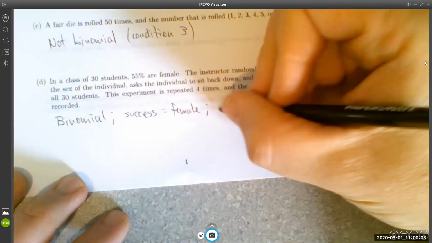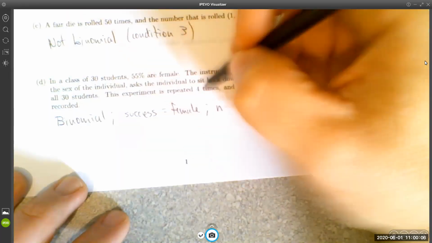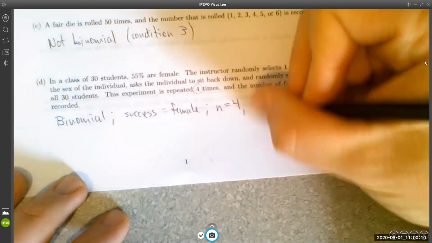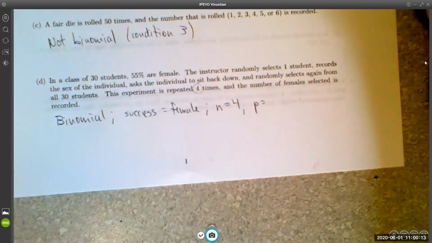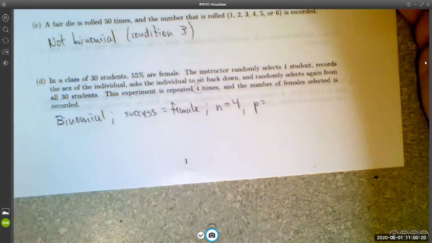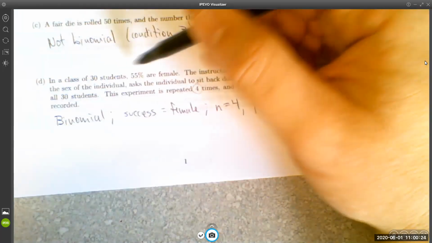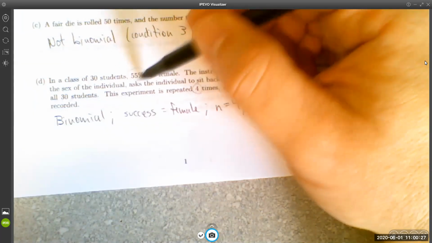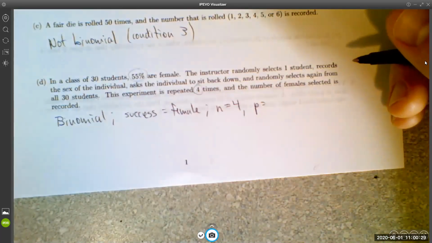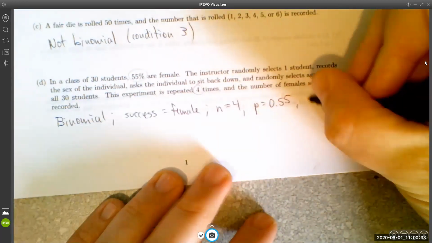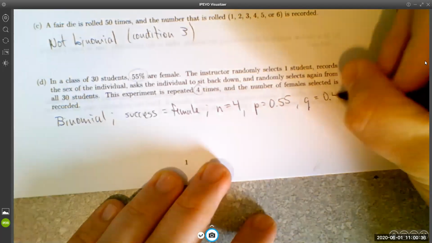The number of trials, well, it says the experiment is repeated 4 times, so n equals 4. Probability of success. Now, if you're thinking 50%, you're not reading the problem carefully enough. It's true that about half of the population is female and half is male, but in this particular class, there are more girls than boys. 55% of the class is female. So the probability that you randomly select a female student is 55%, which means the probability of failure is 45%.